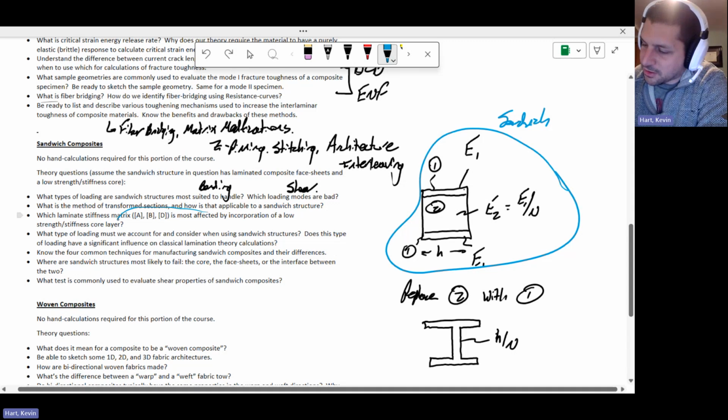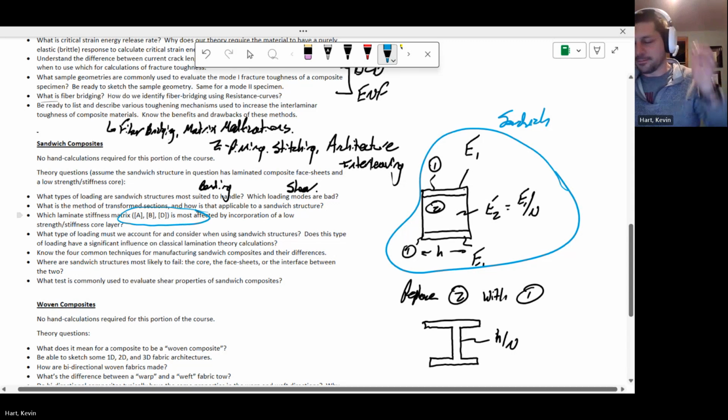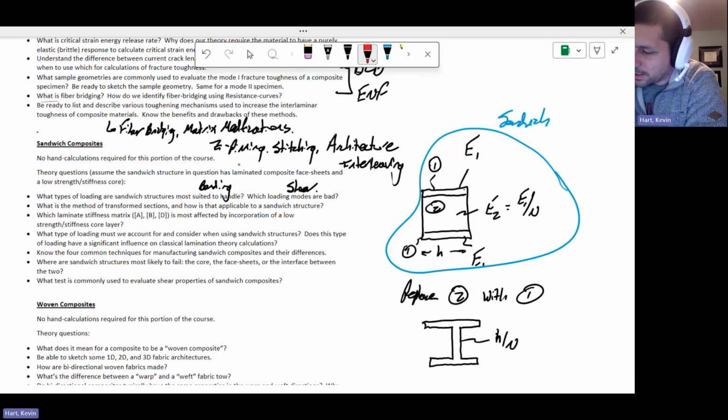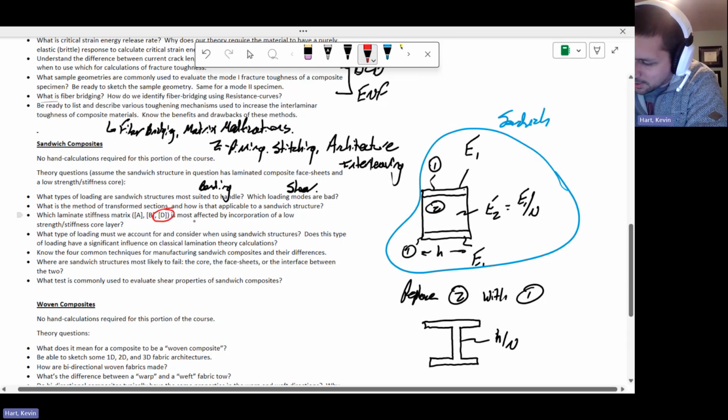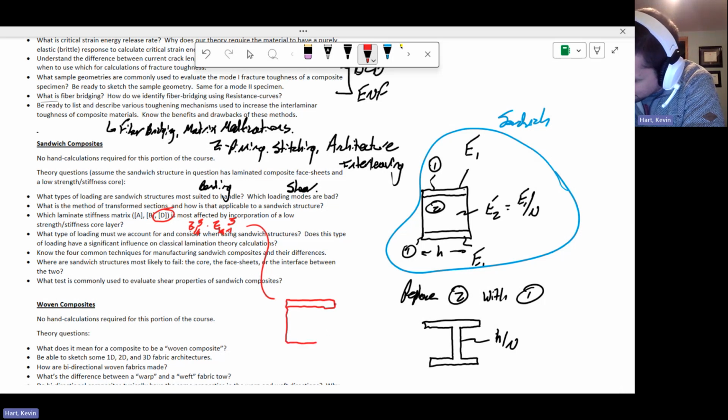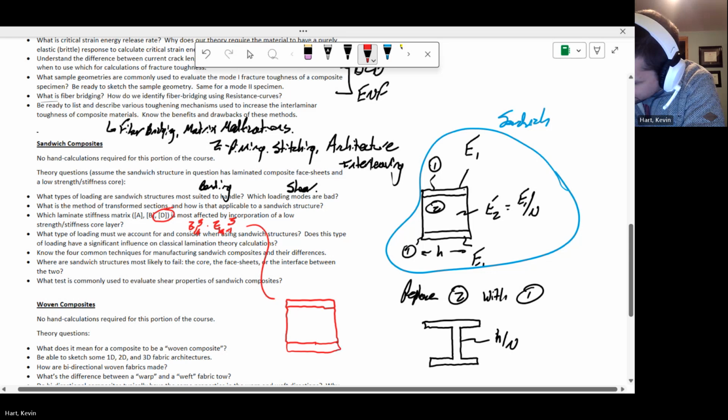Which laminate stiffness matrix is most affected by a low strength and stiffness core? Well, that's the D matrix. And that's because you have this cubic term, right? You have the z_k cubed minus z_{k-1} cubed, right? And so when you make a sandwich structure, you have very stiff material very far away from the center. Okay? And so here, like, z is very large.